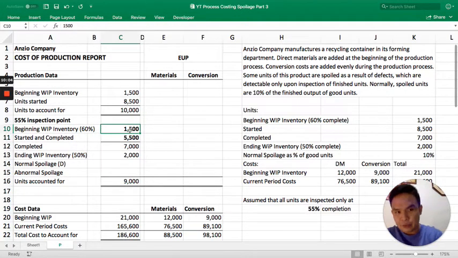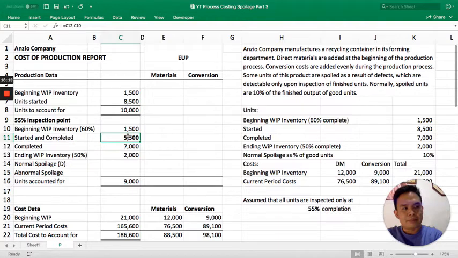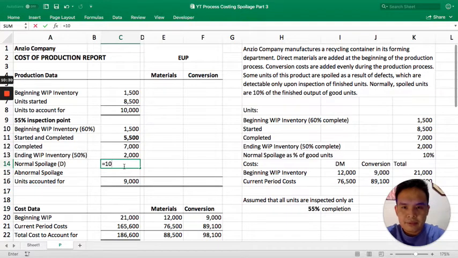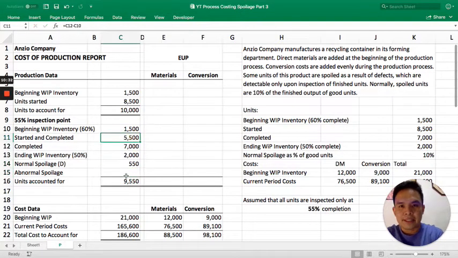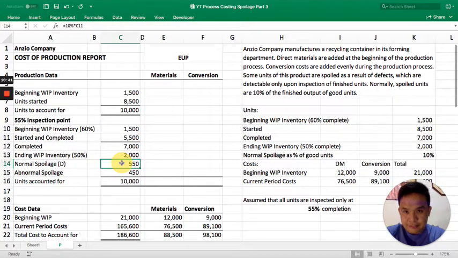Ang 1,500, dumaan pa ng inspection point. For the period, it went from 60 to 100. The inspection point is at 55. Dumaan siya? Hindi. So, ang dumaan lang sa 55% is 55. And because normal spoilage is expressed as a percentage of those that pass the inspection, then that's 10% times 55. And the remaining is abnormal. Once again, may effect yan dito, ang inspection point.